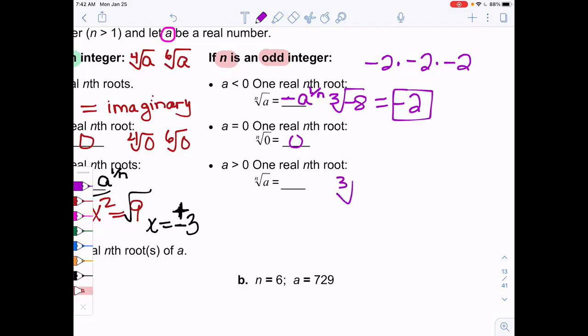And then when I have a positive number underneath, my answer is going to be positive. So when it's an odd root, I don't get a plus or minus, because when I multiply 3 things together or 5 things together, the value doesn't have that pair to pull it back together. So the value remains positive or the value remains negative. So if it's negative underneath, the answer is negative. If it's positive underneath, the answer is positive.